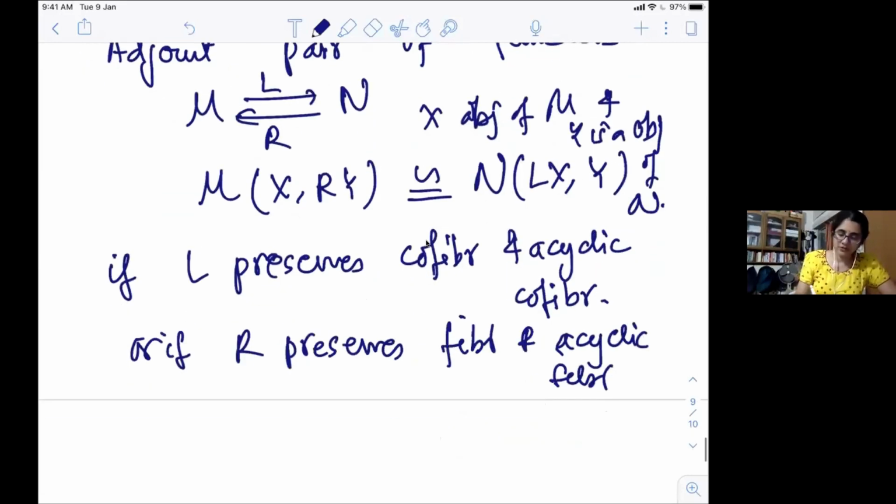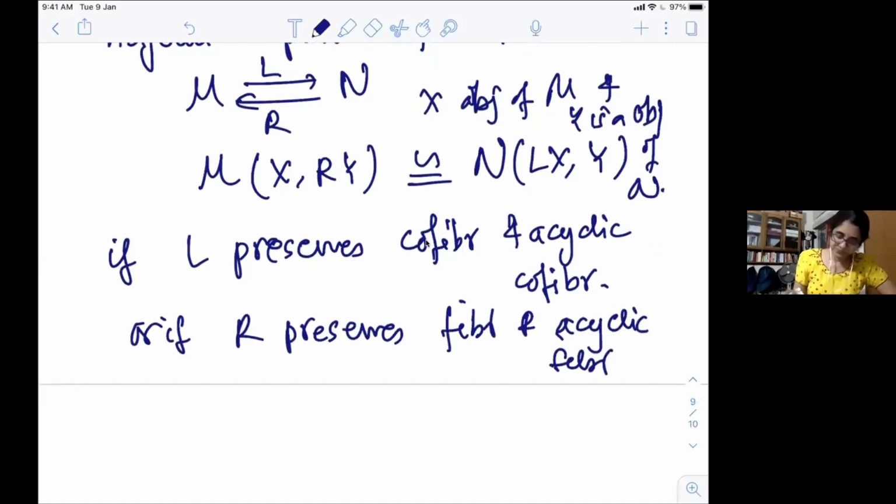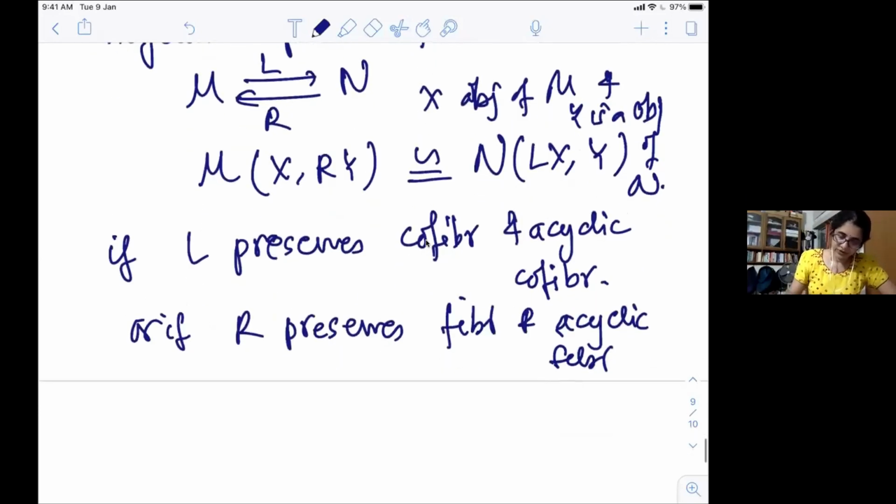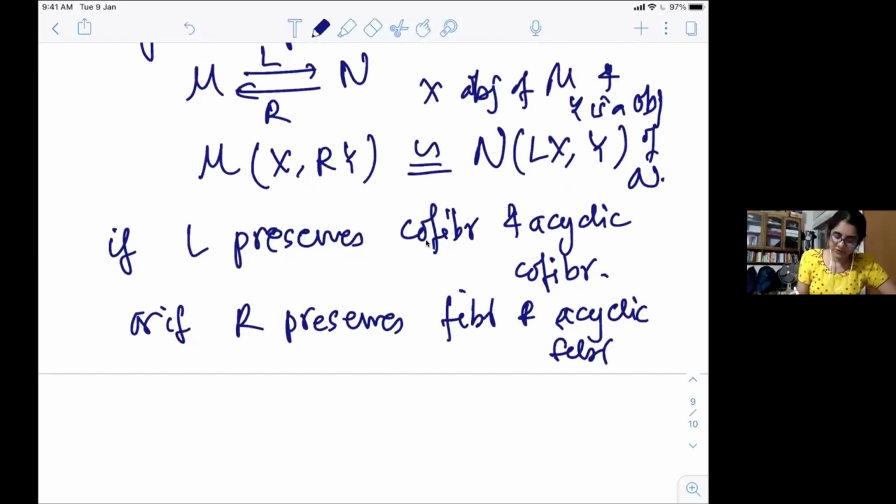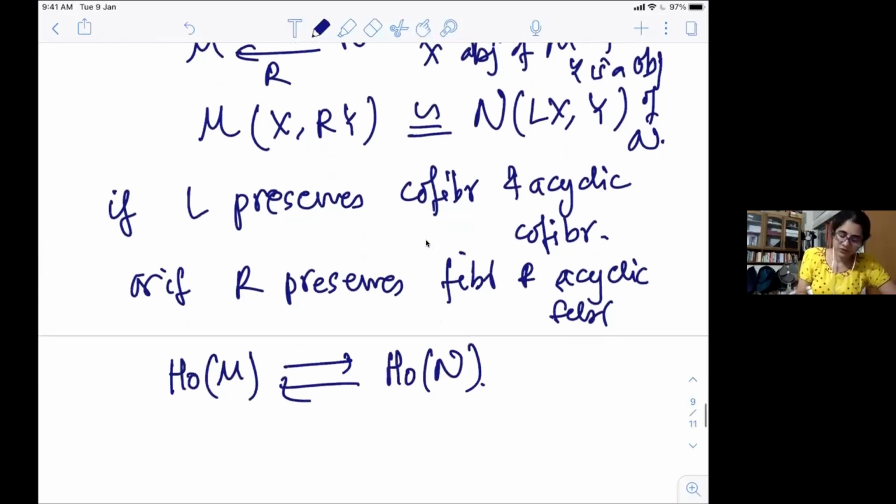Okay, the point is whenever I have a Quillen pair, then I can talk about something called Quillen equivalence. And the advantage of this setup then is that, first of all, having this basically means that I end up getting an adjoint pair on the homotopy category. So this induces an adjoint pair.